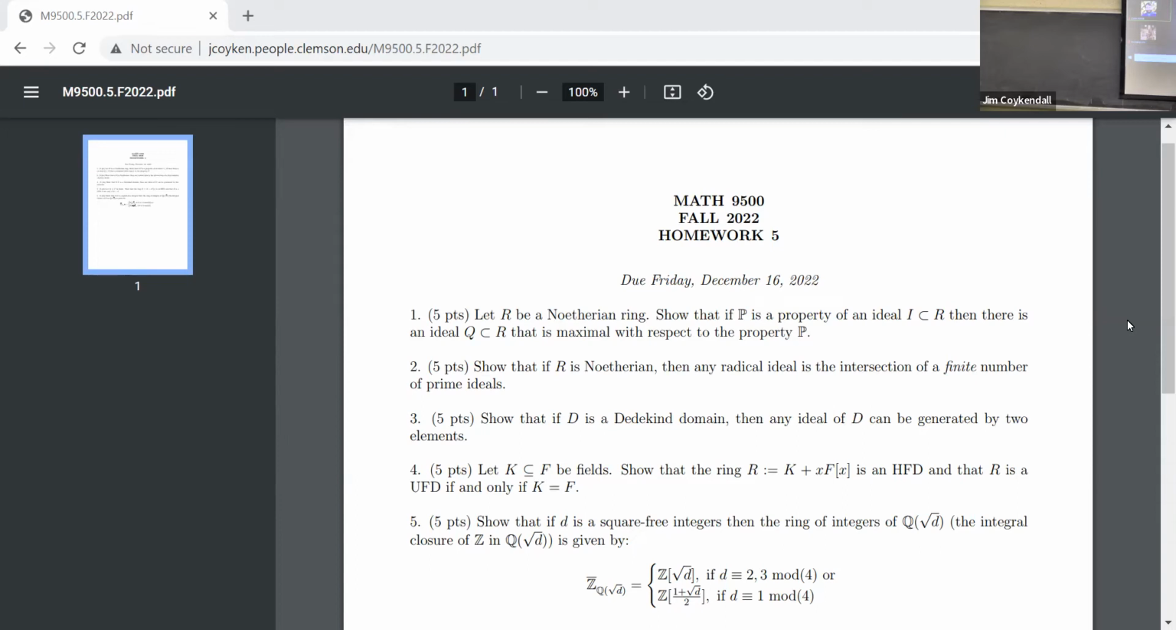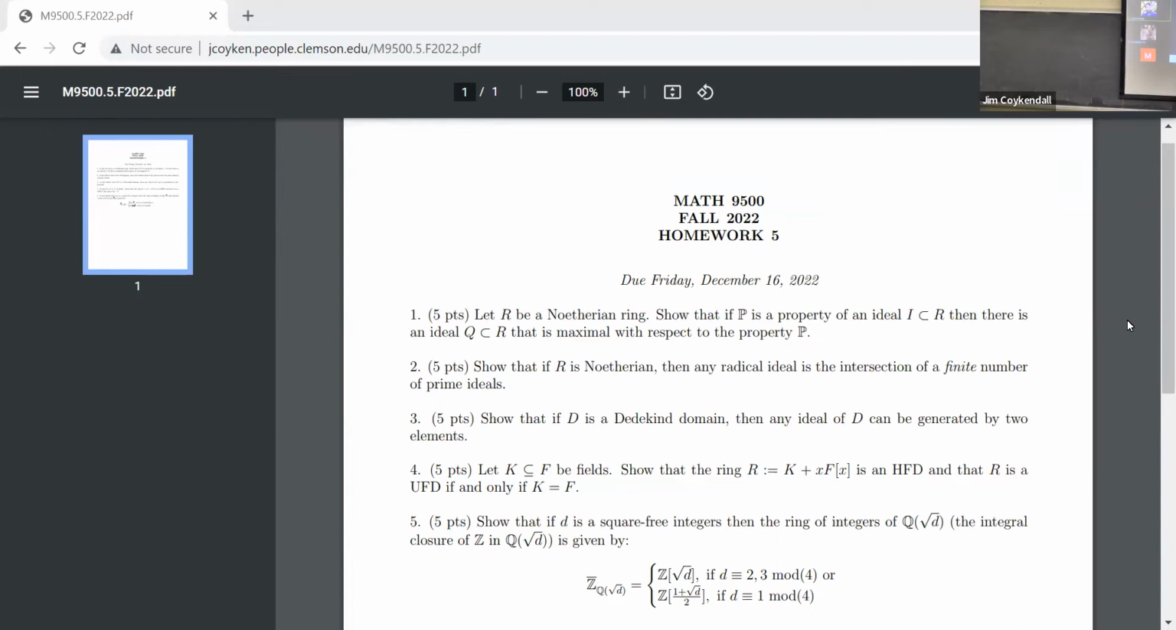Suppose you have a ring that's Noetherian, and suppose that P is some property of an ideal that you might have, any property you want. Then there is an ideal Q in R that is maximal with respect to having that property. As you might expect, the ascending chain condition comes in here quite heavily.